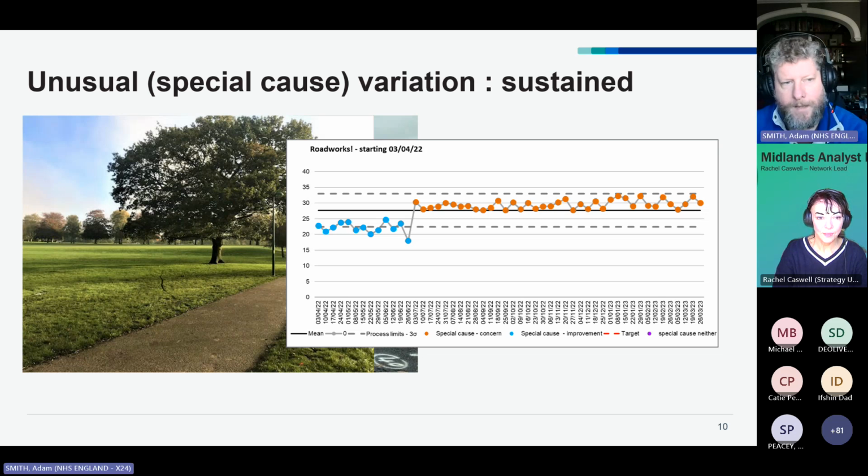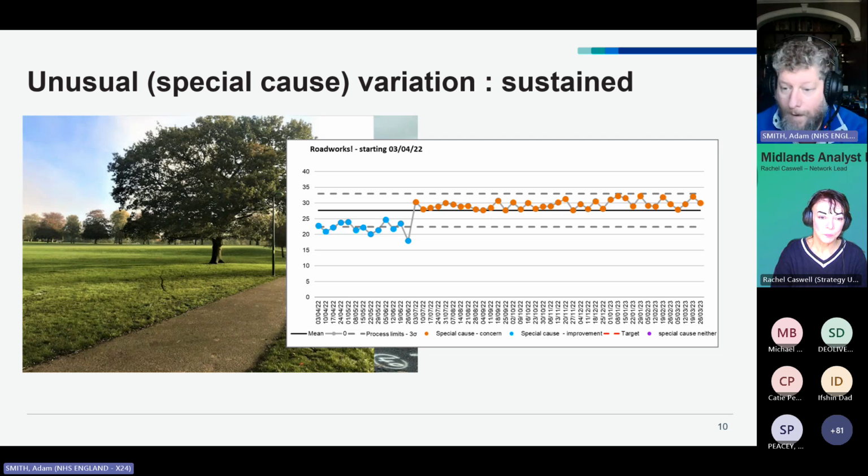Second type of sustained variation is now where we've changed something, but we've embedded that into the process. So I now work from home mostly, and my steps, this isn't real, but my steps might look a little bit something like this on an SPC chart. And we can see here that quite low step count, around 6,000 on average. And then something happened here, and something happened to push the step count up.